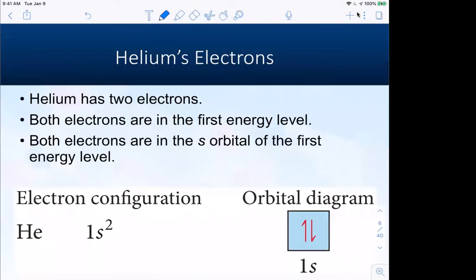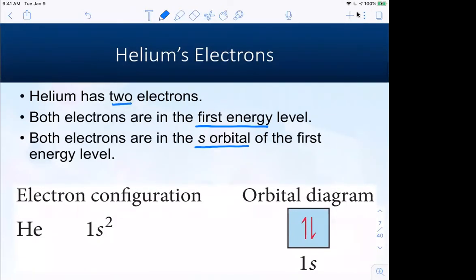So let's do a couple of examples in order to illustrate this. Helium has 2 electrons, atomic number 2. It's the noble gas in the first row of the periodic table. Both electrons are in the first energy level, and both of those electrons are going to populate an s orbital. So my configuration is 1s2, right? The 1 is the energy level. The s is the type of orbital, and the 2 is the number of electrons in that orbital.